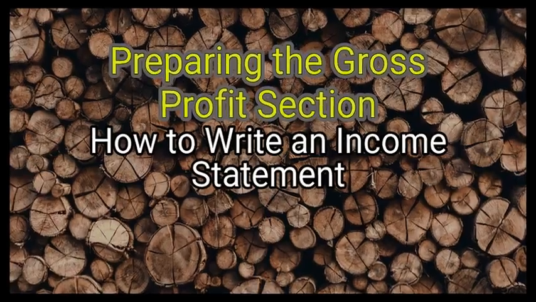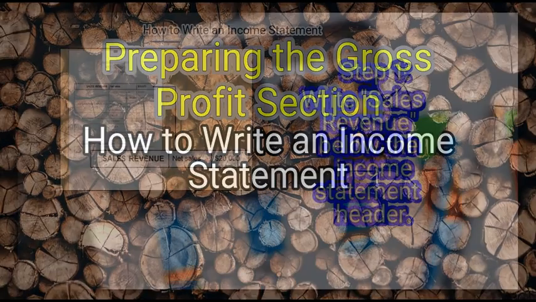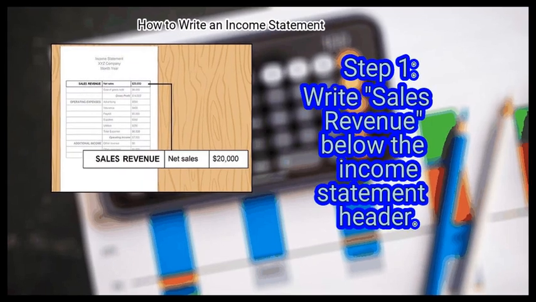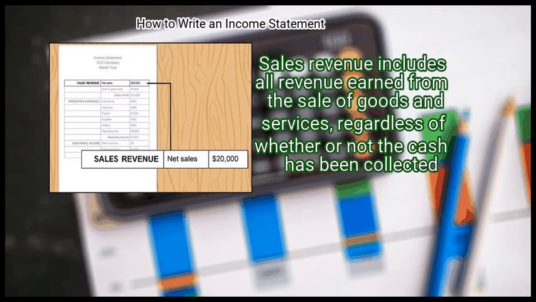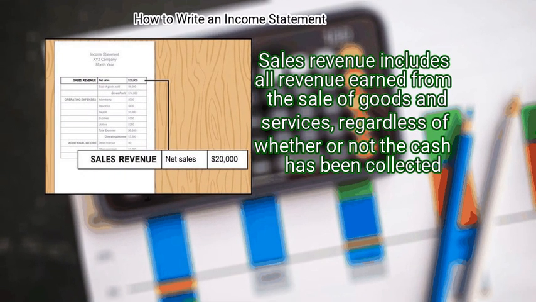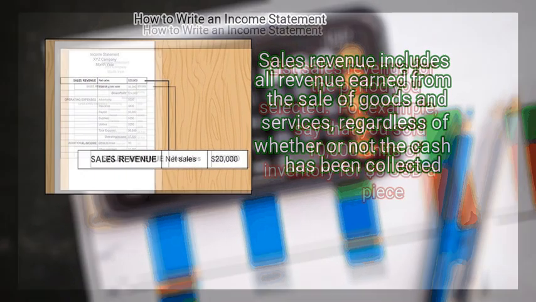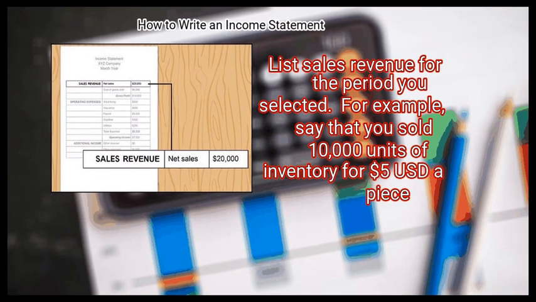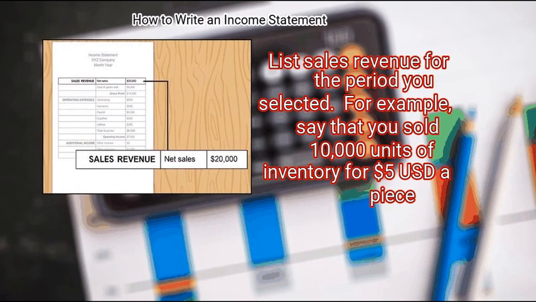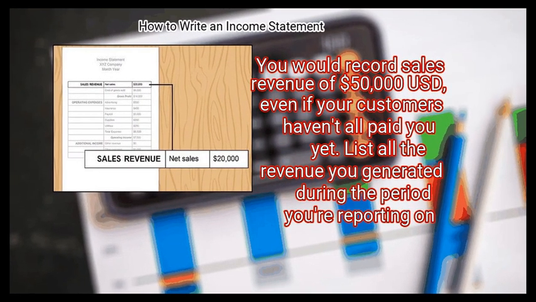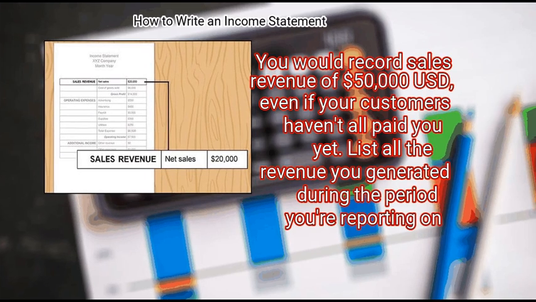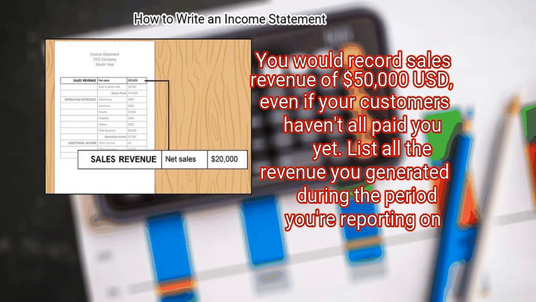Method 2. Preparing the gross profit section. First, write sales revenue below the income statement header. Sales revenue includes all revenue earned from the sale of goods and services, regardless of whether or not the cash has been collected. List sales revenue for the period you selected. For example, say that you sold 10,000 units of inventory for $5 USD a piece. You would record sales revenue of $50,000 USD, even if your customers haven't all paid you yet.